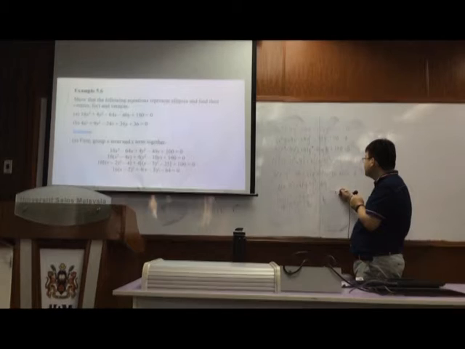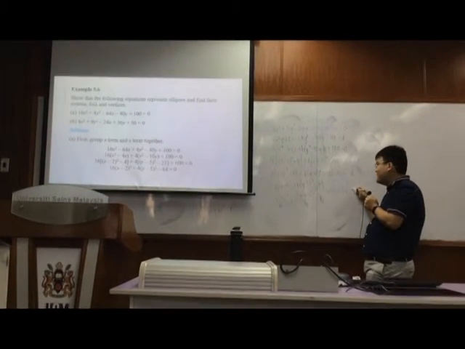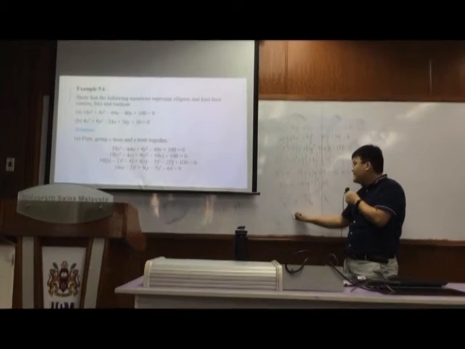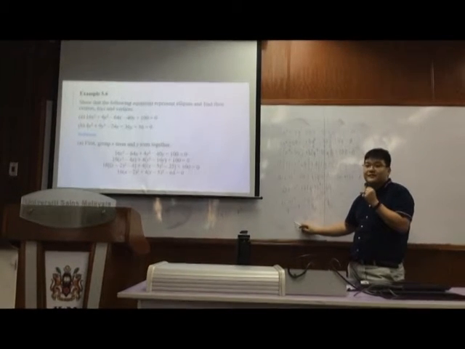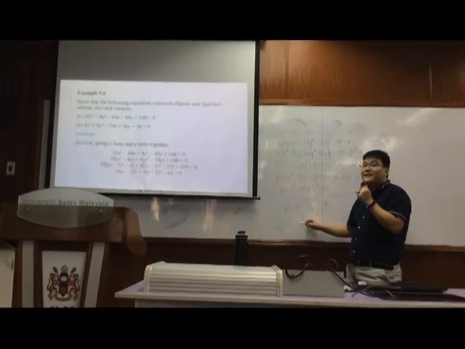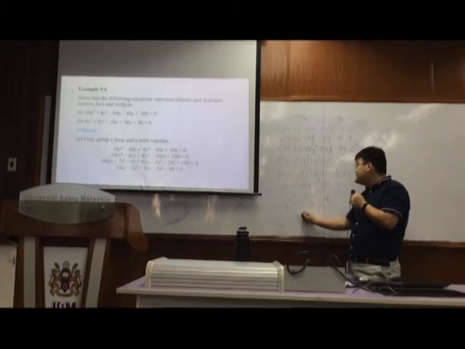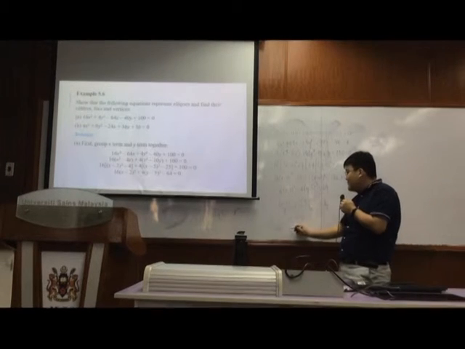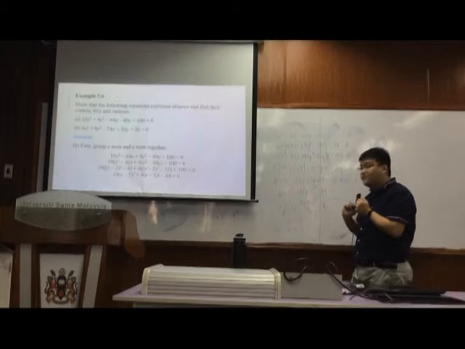The center is (2, 5). And we can also determine the values of a, b, c. So is a bigger or smaller than b? Wait, a is always bigger than b. So a squared will take the value 16, b squared will take the value 4. So from here we know that a equals plus minus 4, b equals plus minus 2.